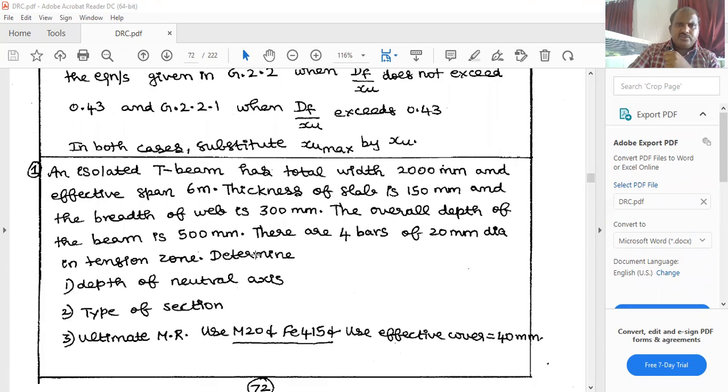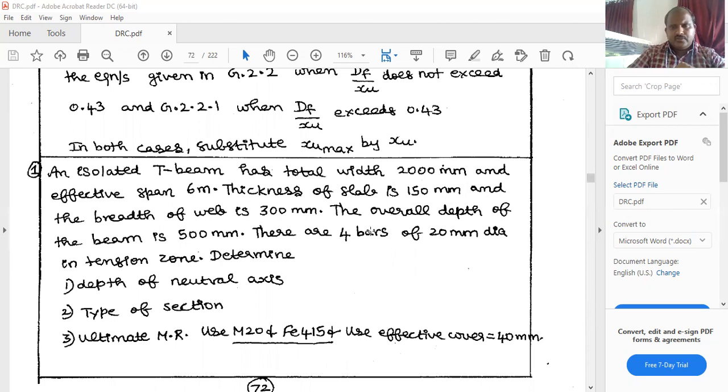So next we have to see some problems. I will read out the problem. An isolated T beam has a total width of 2000 mm and an effective span of 6 meters. The thickness of the slab is 150 mm and the breadth of the web is 300 mm. So the overall depth of the beam is 500 mm.